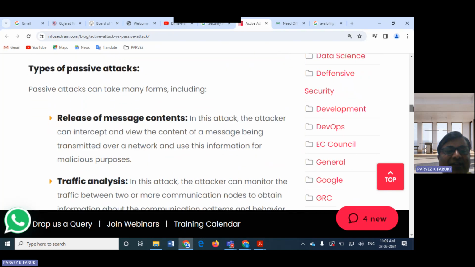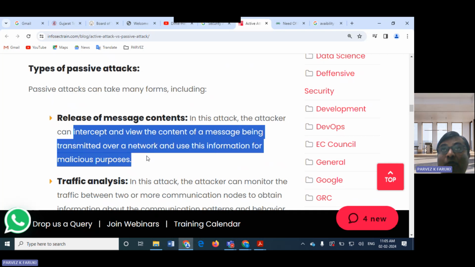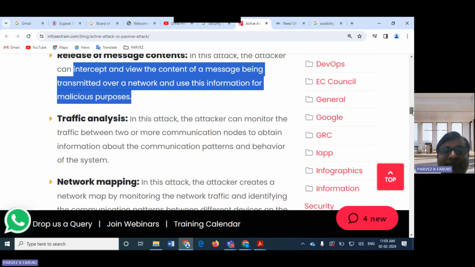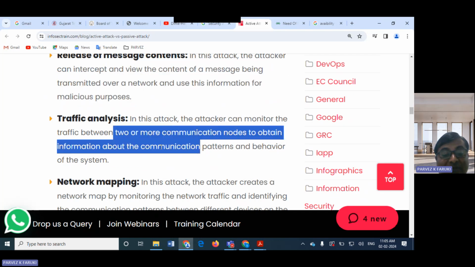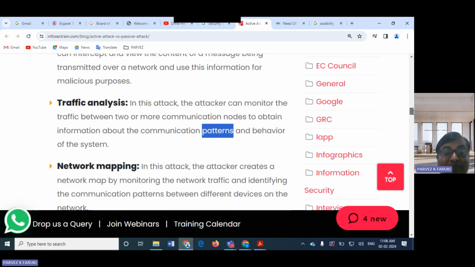So what are the kinds of passive attacks? Releasing message content: the attacker intercepts. So you use Wireshark, view the content, and use this information for your own good when you wish to attack the target. Then traffic analysis: the attacker monitors traffic between two or more communication nodes to obtain information about what? Is there a pattern? Is there a change in the behavior? How do Alice and Bob behave? You can know that via traffic analysis.